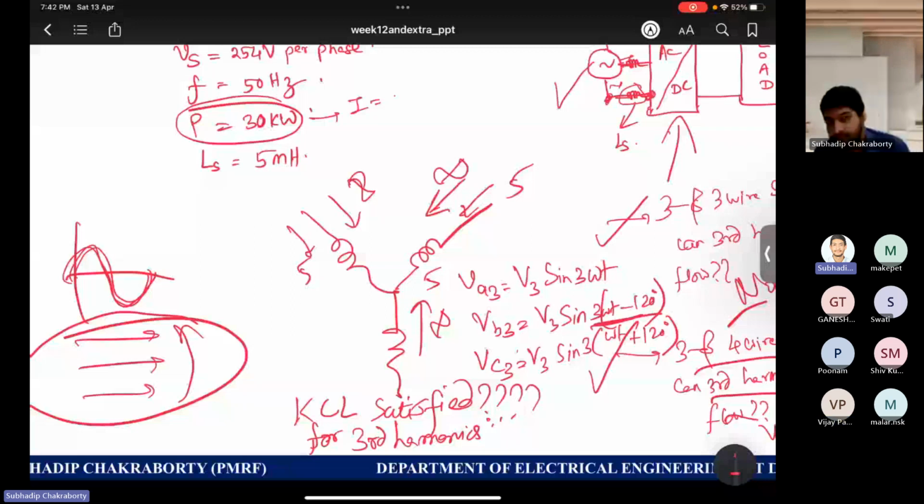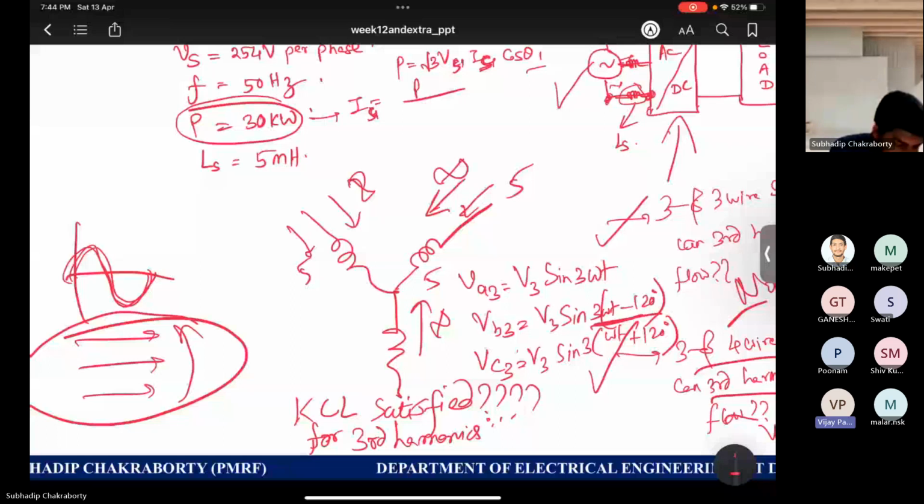If you want to apply phase to phase, then 3 times V phase, I phase into cos phi. So P is root 3 times VL1, IL1, V line to line 1, I line to line 1, cos phi 1. Or else someone can write P as 3 times V phase 1, I phase 1, cos phi 1. Both are same, right? So I do it with line to line parameters. So what is IS1? Line current: root 3 P by root 3 V line to line into cos phi 1.